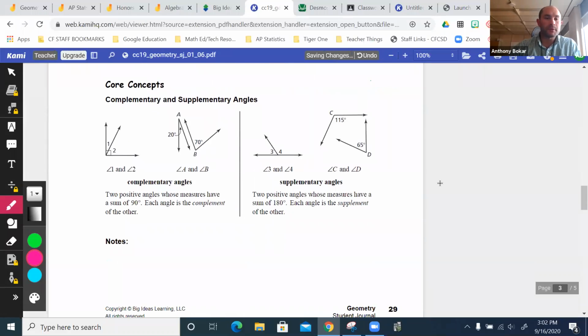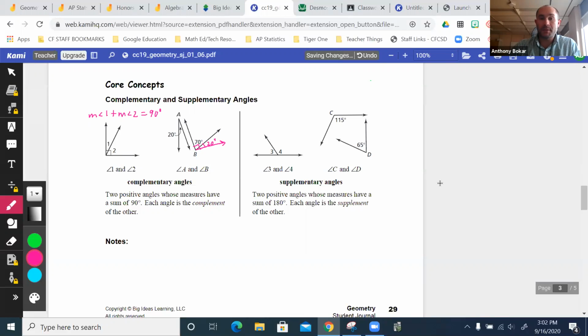Okay, so complementary angles, those are angles that total to 90 degrees. So the measure of angle 1 here, plus the measure of angle 2 would be 90. And for example, if we add 20 degrees and 70 degrees, if we put angle A and angle B together, like if we draw angle A right over here and add 20 degrees, then this whole angle will become 90. And these are complementary angles.